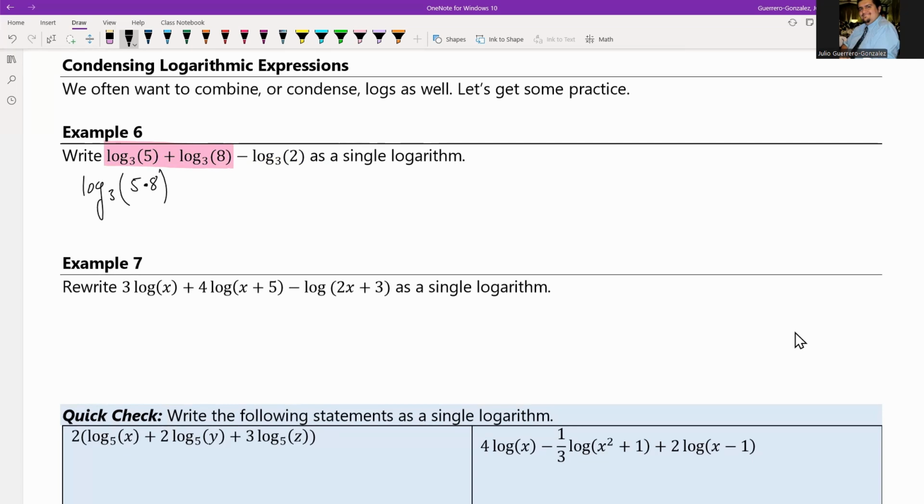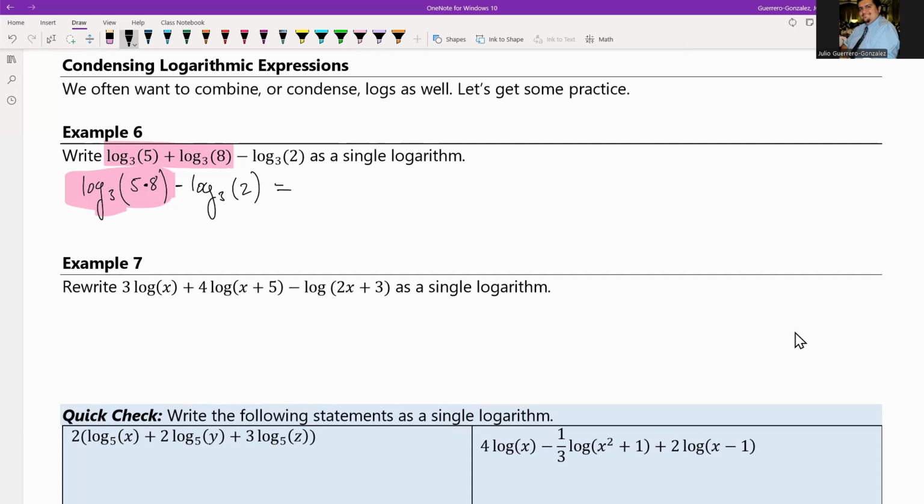I'm going to leave it that way. I'm not going to touch it yet. Minus log base 3 of 2. That minus log base 3 of 2 is just coming along for the ride. I haven't done anything with it yet. So that thing in the pink became this thing right here. That's the backwards of my logarithm rules. Okay. So now I'm going to go ahead and handle that negative log base 3 of 2.